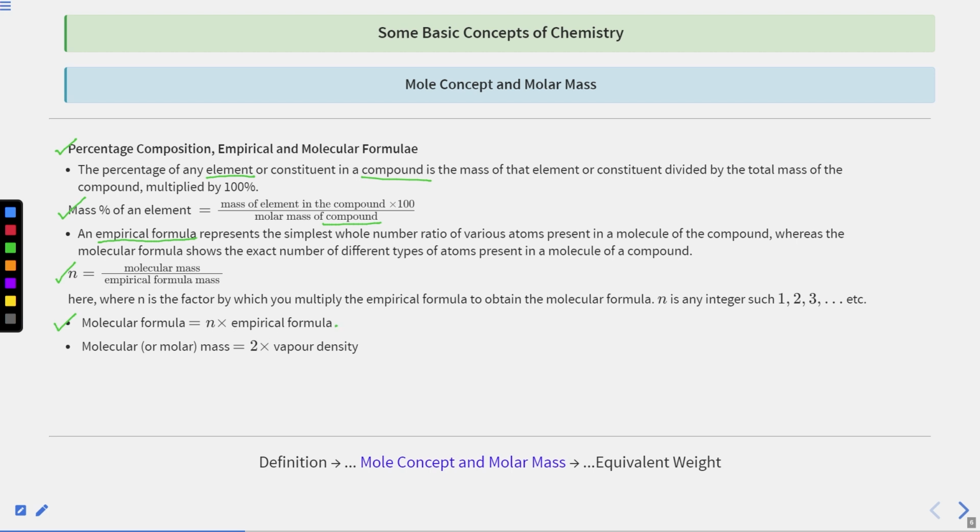Okay, and molecular or molar mass will be equal to 2 times vapor density. Basically, vapor density is a comparative measure of gas density, the density of any gas relative to hydrogen. So we can also find the molecular mass by this formula and by using n and the empirical formula.